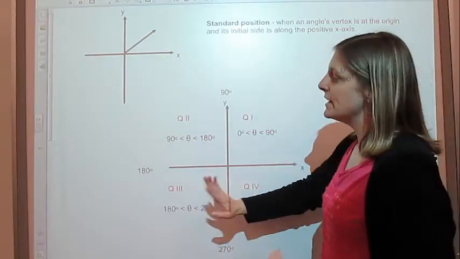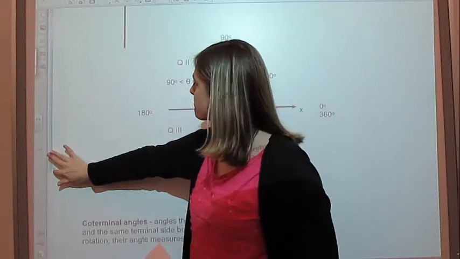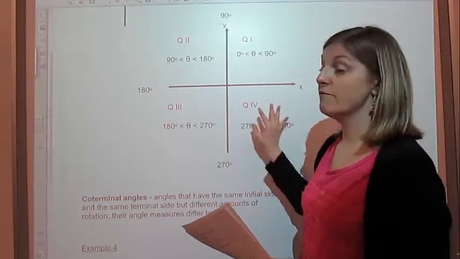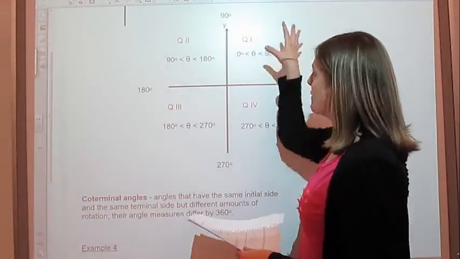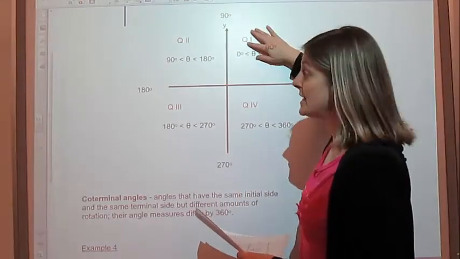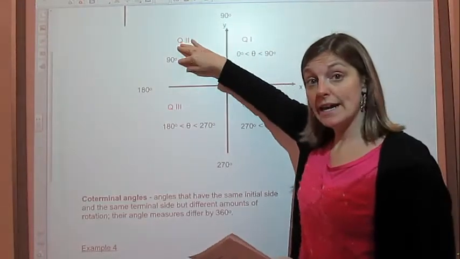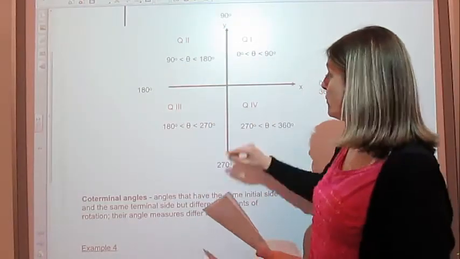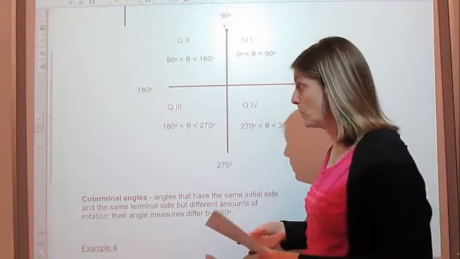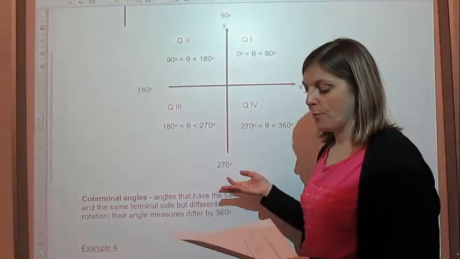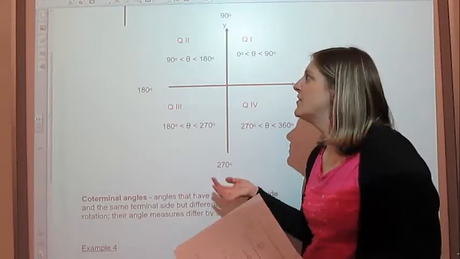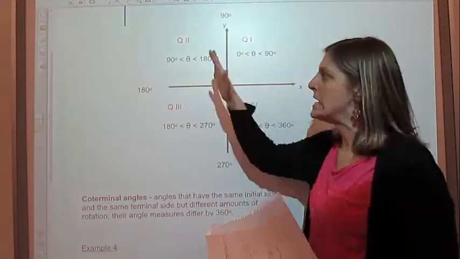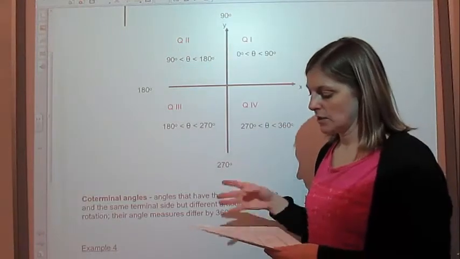Okay, so let's take a look at our quadrants. All right, so we've got quadrant 1, 2, 3, and 4. Hopefully we remember that. And remember, quadrant 1 is between 0 and 90. Quadrant 2 is between 90 and 180. Quadrant 3 is between 180 and 270. And quadrant 4 is between 270 and 360. Okay? So if we have an angle measure, say 54 degrees, that will be in quadrant 1. If we have 115, that will be in quadrant 2, and so on and so forth.